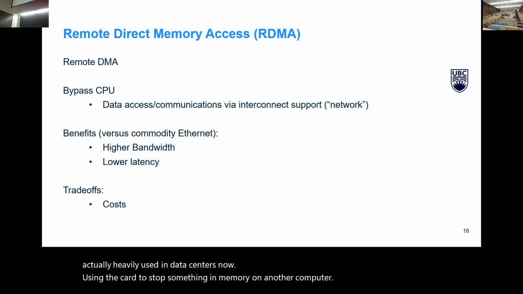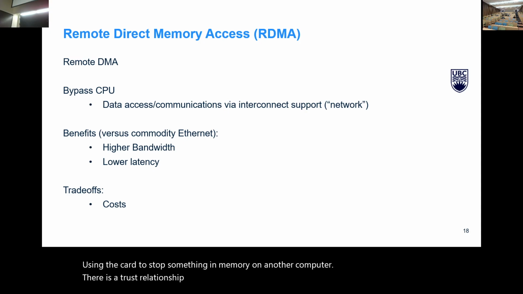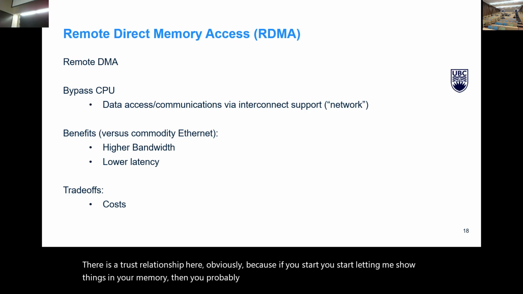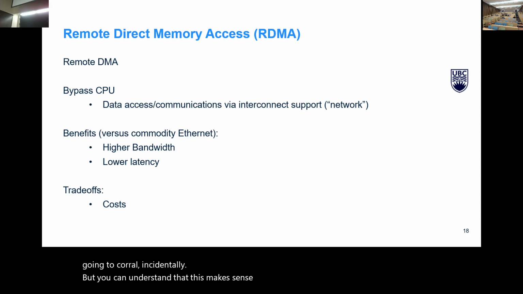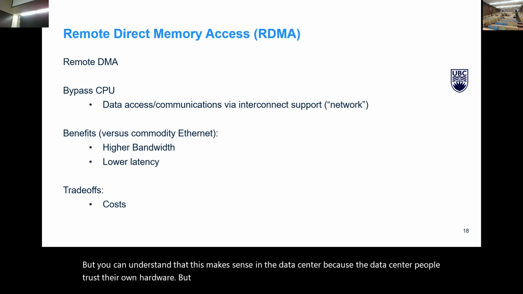Now, there is a trust relationship here, obviously, because if you start letting me shove things into your memory, you are going to have to trust me to do that correctly. Maybe you're going to corral the piece of memory that I'm allowed to shove things into, which would be perfectly reasonable. But this makes sense in the data center because the data center people trust their own hardware. But there are interesting security implications for some of these things as well.